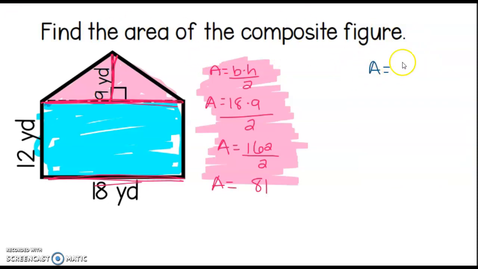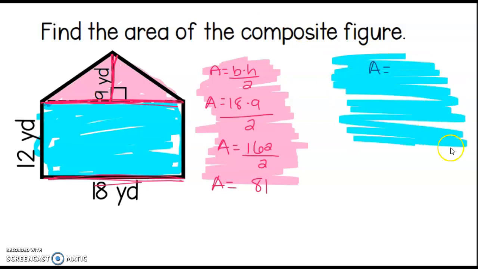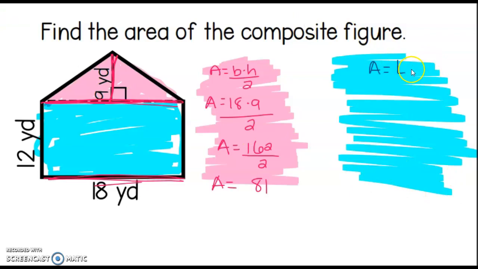Oh, I'm sorry, my color went away. Let's do this again. Sorry, it is length times width. In this case, my length, one of them is 12 and one of them is 18. It doesn't really matter which one goes first. So 12 times 18. 12 times 18 is 216.